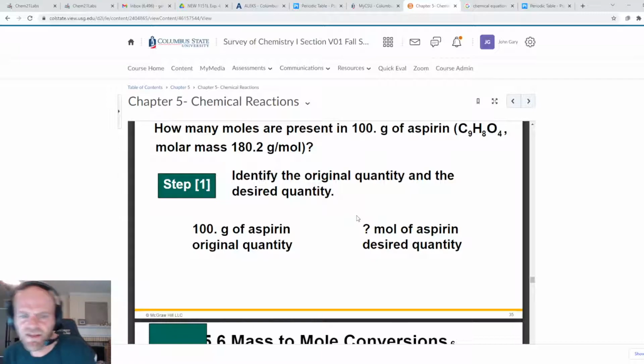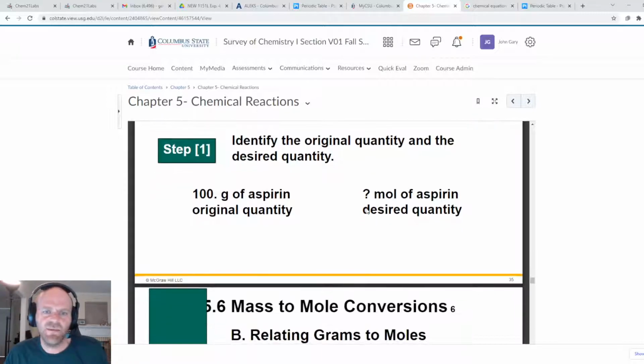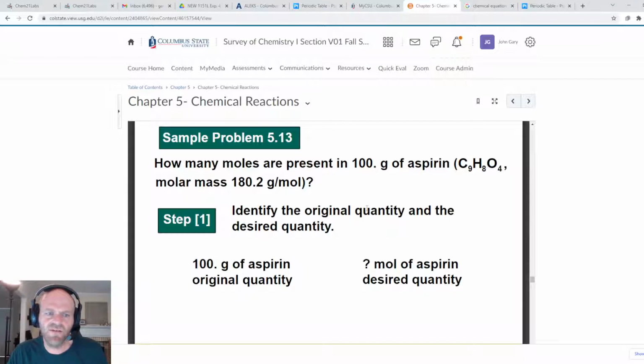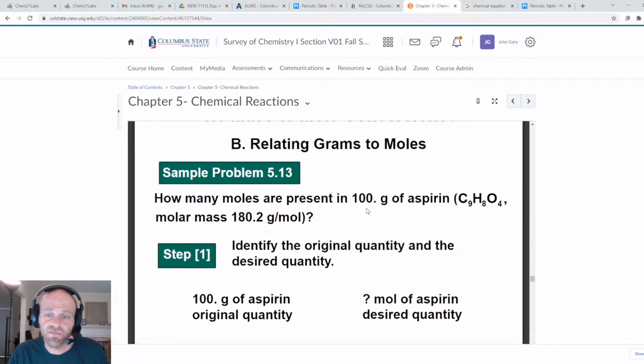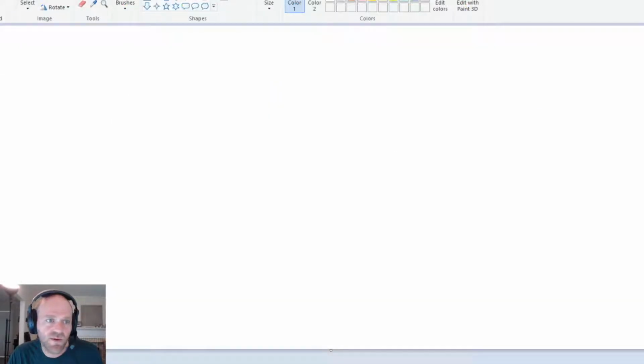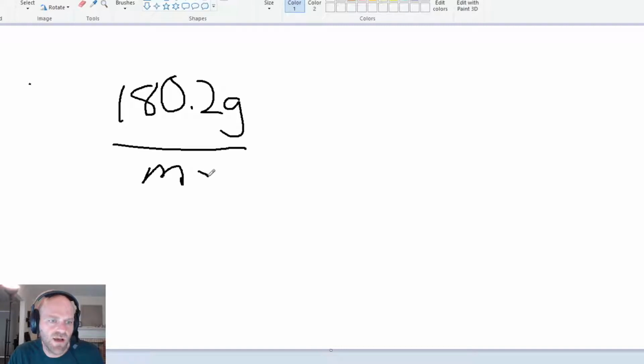Identify the original quantity and the desired quantity. How many moles are present in 100 grams of aspirin, and they give us the molar mass. Okay, so I'm going to pull up my paint. 180.2 grams per mole. Let me write that down first. 180.2 grams per mole. And I'm going to write 1 mole just to make sure that I can still see it and clearly move my mole unit. Okay, 100 grams of aspirin. Sorry, I had to pull that up and look at that.